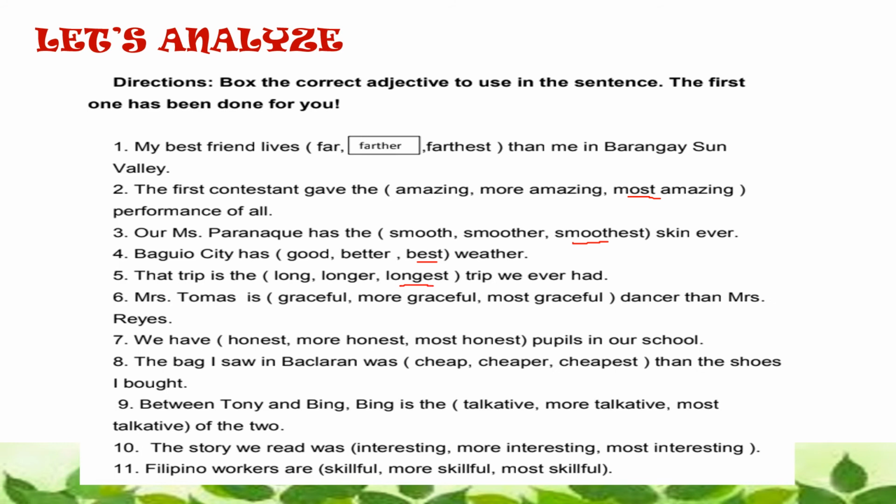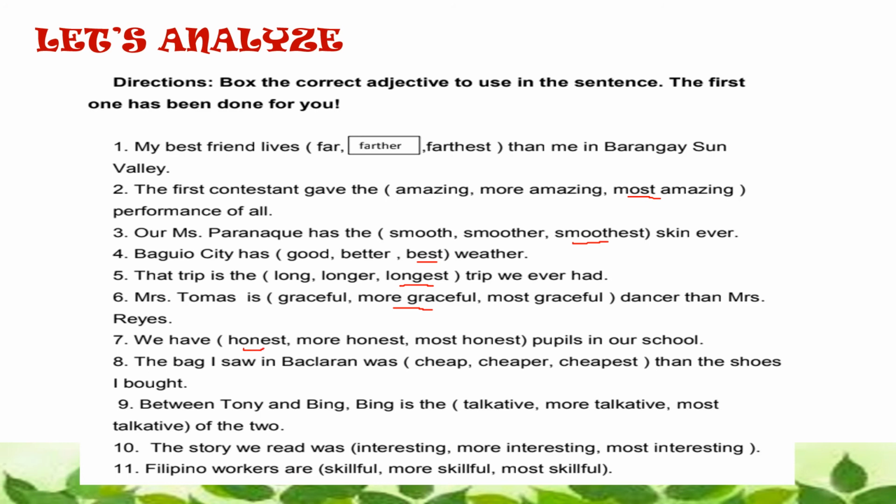Next, number 6. Mrs. Thomas is a graceful, more graceful, most graceful dancer than Mrs. Reyes. So the correct answer is more graceful because Mrs. Thomas is being compared with Mrs. Reyes. So two nouns are being compared. We have honest, more honest, most honest pupils in our school. Okay? So try to observe. Have you seen any comparison? None. So the answer is we have honest pupils in our school.